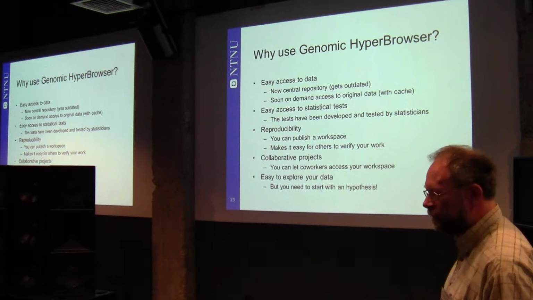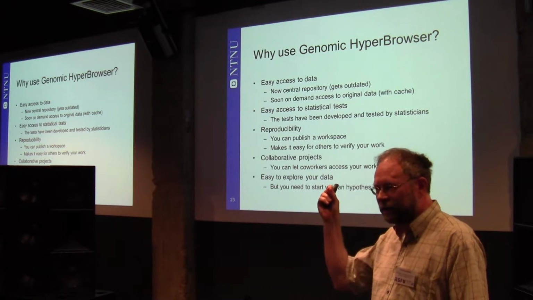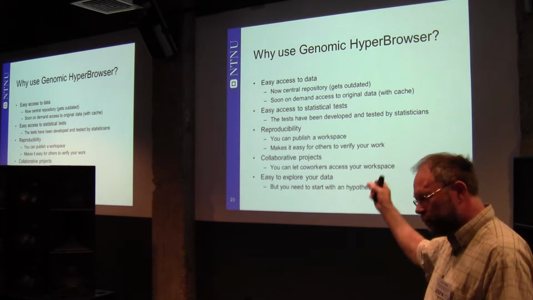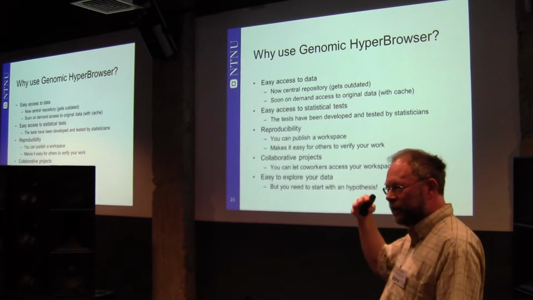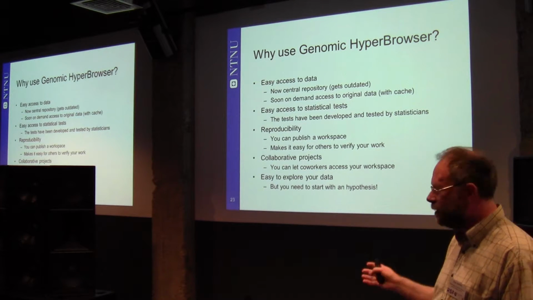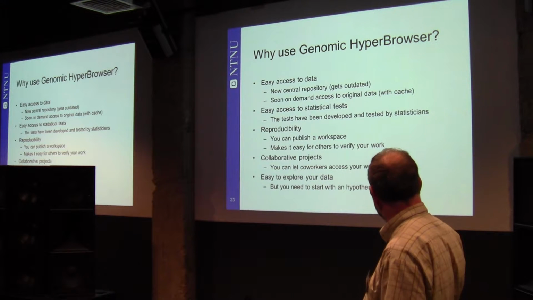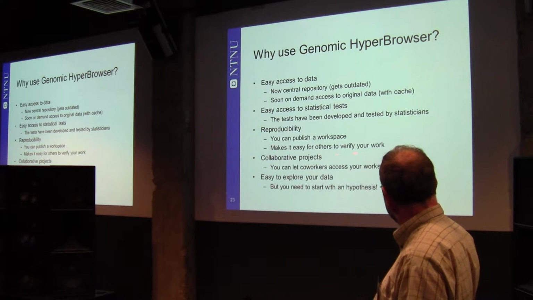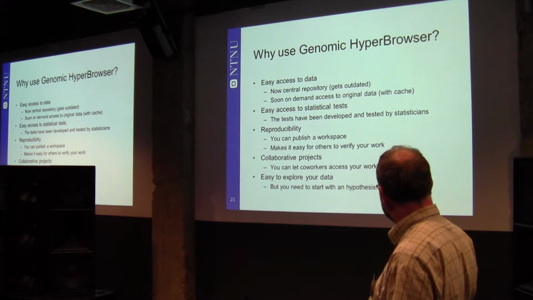Reproducibility. As I mentioned briefly, you can publish the workspace, meaning that you can create a link from your application to the workspace, so others can access it, repeat the tests with maybe some slightly different parameter settings, and verify that, yes, you did a good job. Or maybe test it in the same way for their own data. And that, of course, makes it easy for others to verify your own work, including the reviewers of your manuscript.